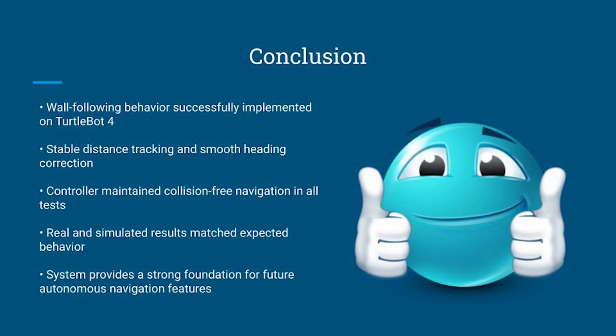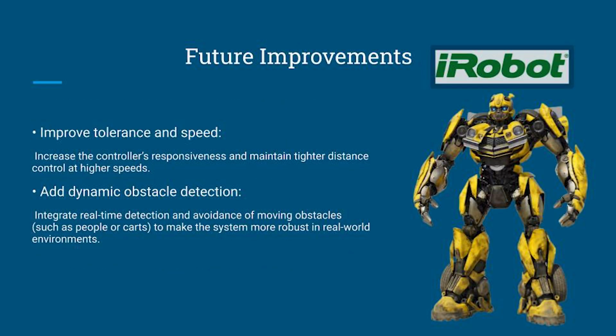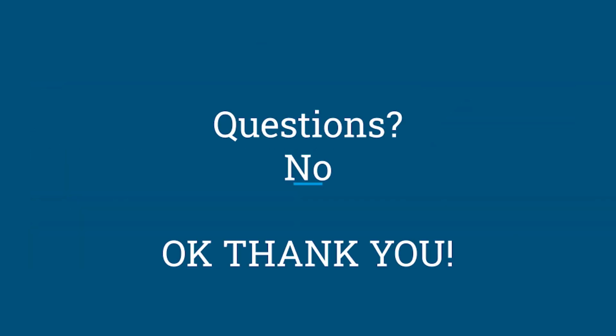Our wall following system for the Turtlebot was a success. Implemented within a simulation, the controller maintained stable tracking of our desired wall distance and ensured collision-free navigation. Analysis of the distance, heading, and angular command data confirms consistent, reliable behavior throughout all of our runs. Some future improvements we'd like to make is dynamic obstacle detection for real-world environments. Another future improvement we'd like to look into would be adjusting the tolerances and speed, getting the robot as fast and efficient as possible. Any questions?